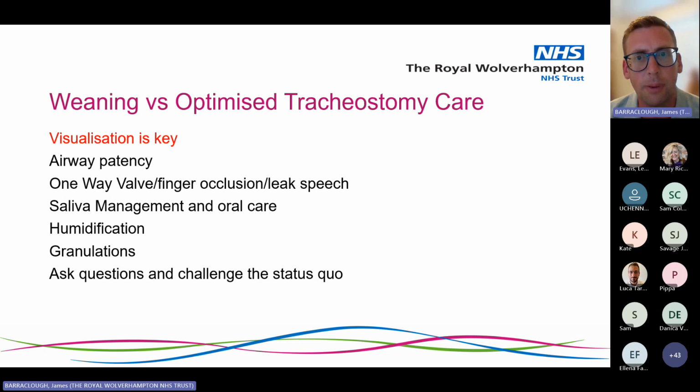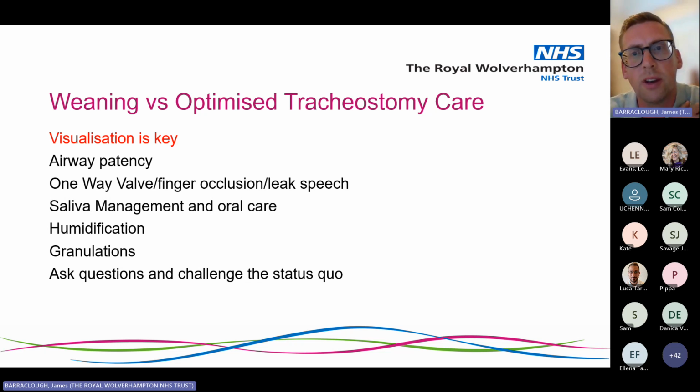Visualization of the upper airway and assessment of what's happening with the upper airway is absolutely vital. Establishing where the end of the tube is and what's happening around the tube is also really important. So asking what the airway patency is like, one-way valve and finger occlusion, and leak speech is also important, and that's why we use our MDT to try to establish what everyone's opinion is with these sorts of factors that are all at play for weaning purposes. We ask about saliva management and oral care.